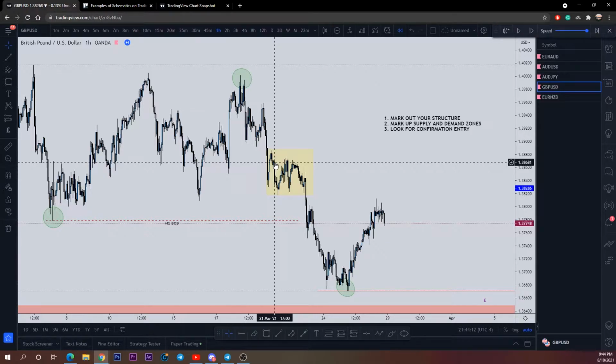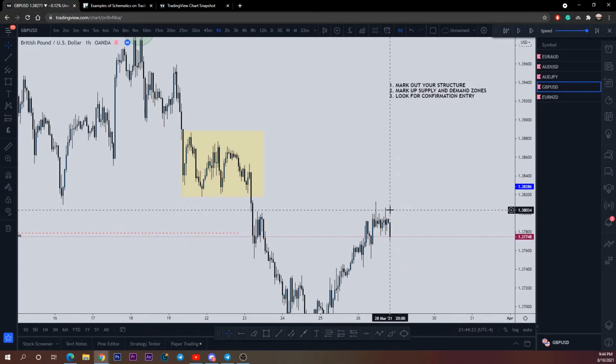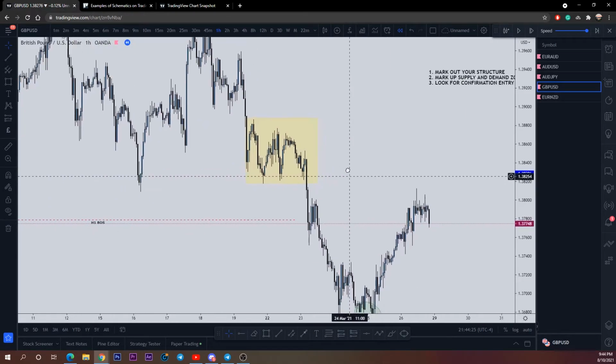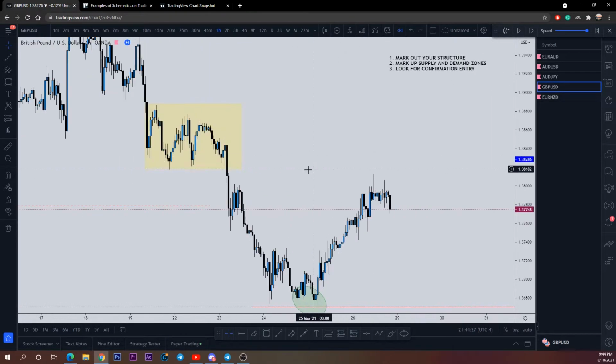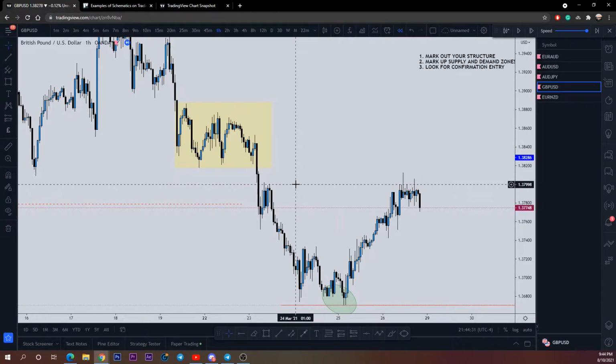Now what we want to do inside that point of interest, we want to find a specific area that we could look for entries out of, okay? So how do we do that? Well, let's go into that supply area and let's see where the market would most likely retrace to. Now, most of us should be smart money traders. Where is an area with imbalance, right?